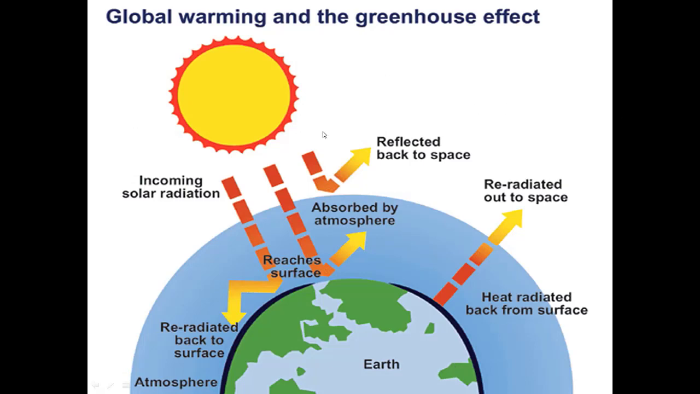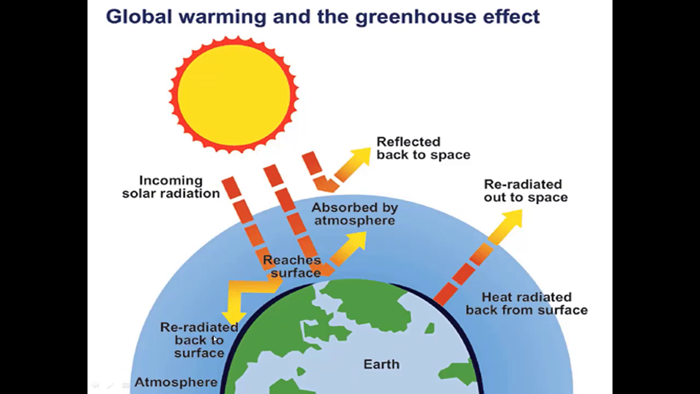This is the effect of global warming. We know that the solar radiation being absorbed by the surface, some of it is being reflected back into space, and some is absorbed by the atmosphere because of the greenhouse gases. And we see here the radiation is radiated back into space.